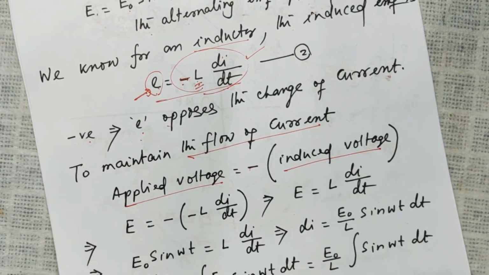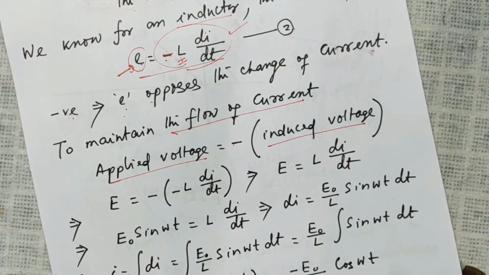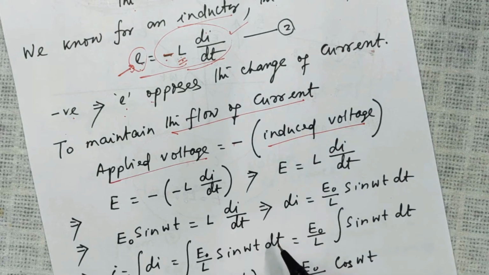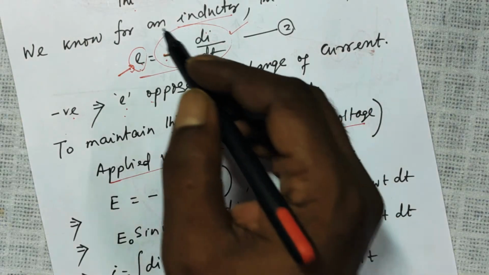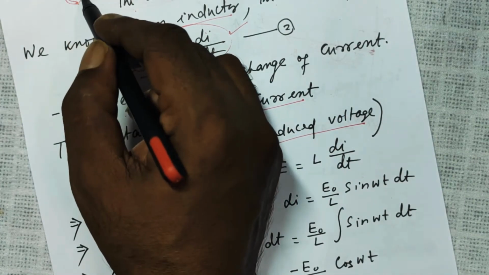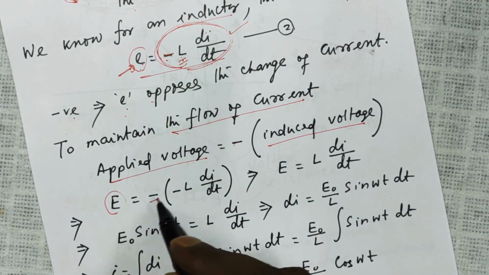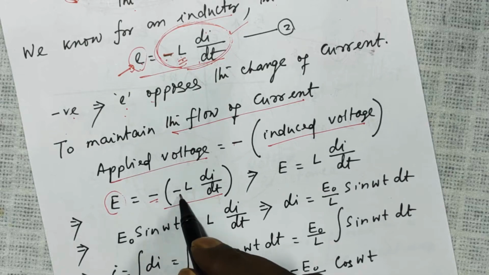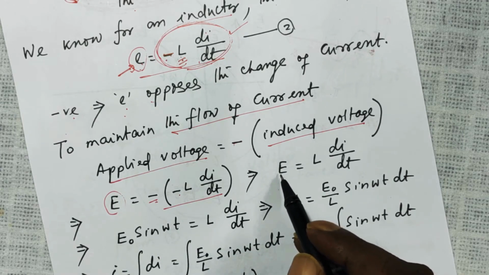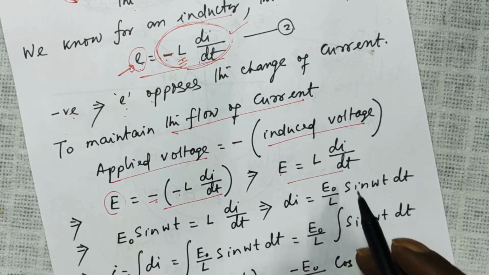So let us equate them. Your applied EMF E is equal to negative of this. Minus becomes plus. So your E becomes L di by dt. Now it is simple.